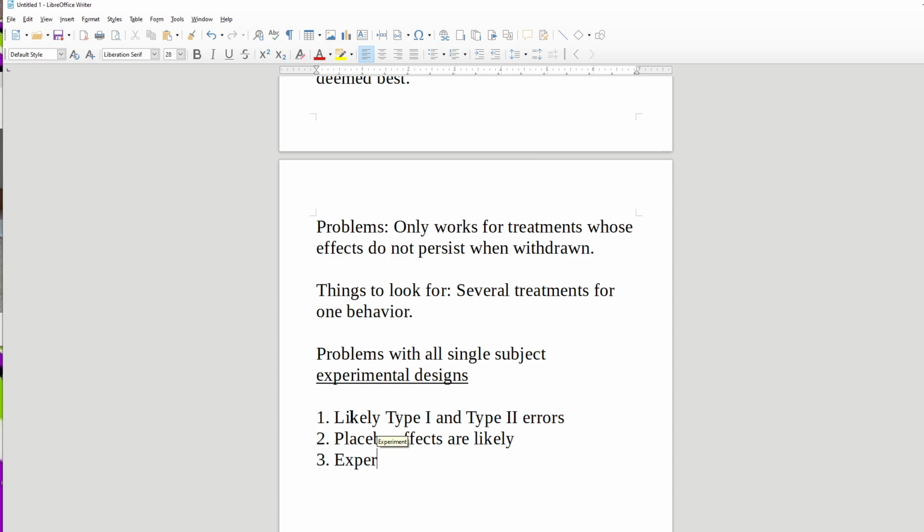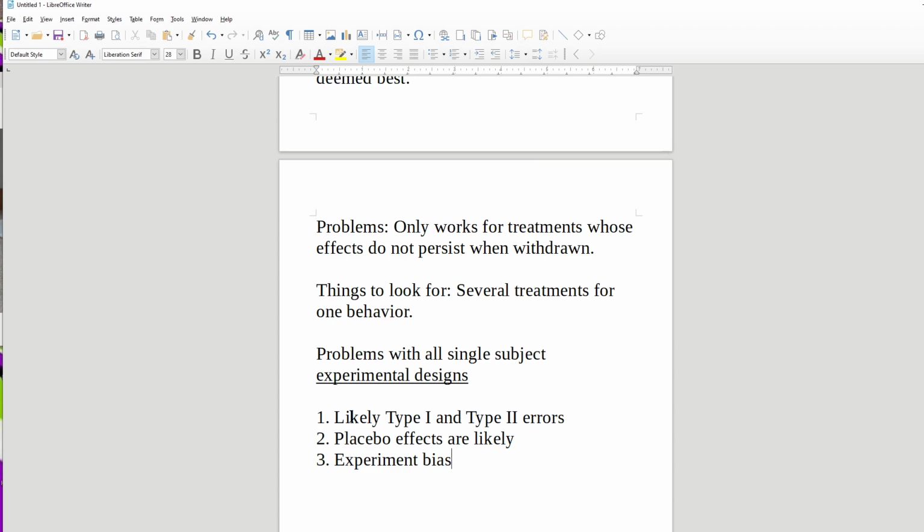experimenter bias is going to be more of a problem in these designs than in group designs. Let's say we had an unscrupulous researcher who had a new method for keeping an autistic kid from hitting himself. He's going to use a reversal design. There's no rule in the reversal design about how long the different phases, the A phase and the B phase, have to be. You can make them as long as you want.